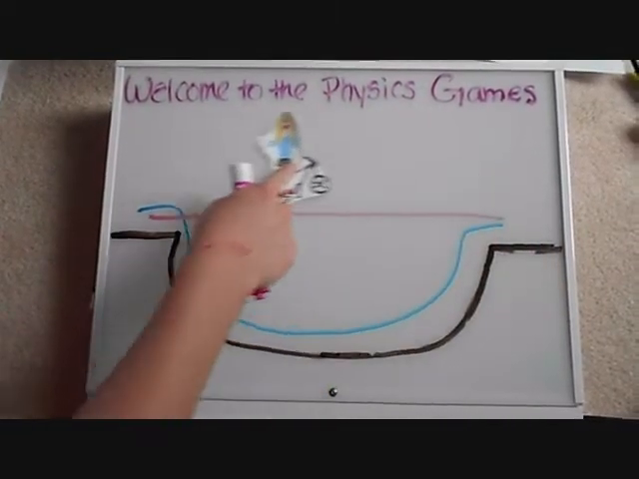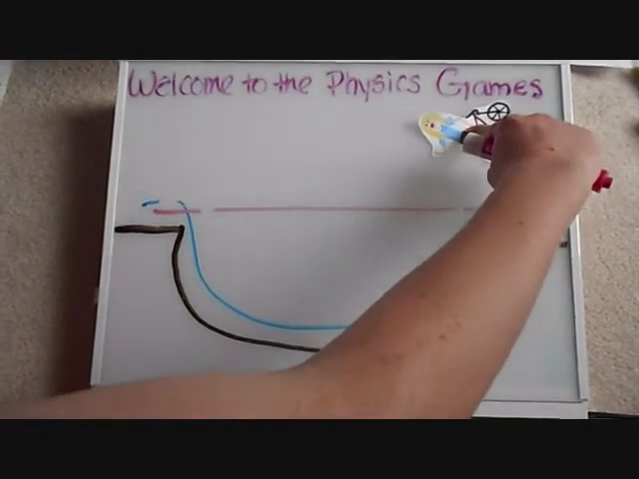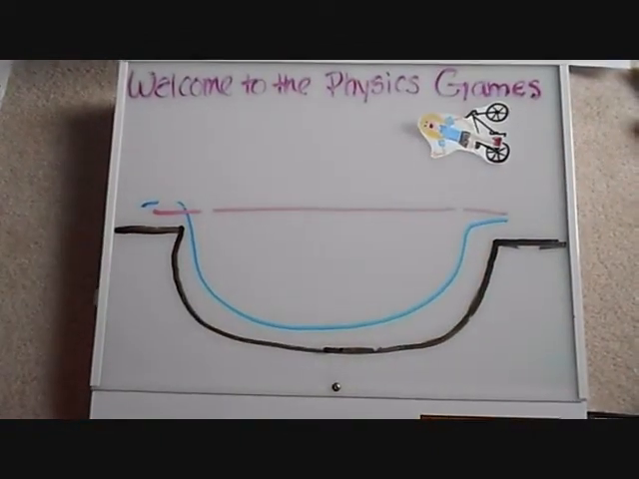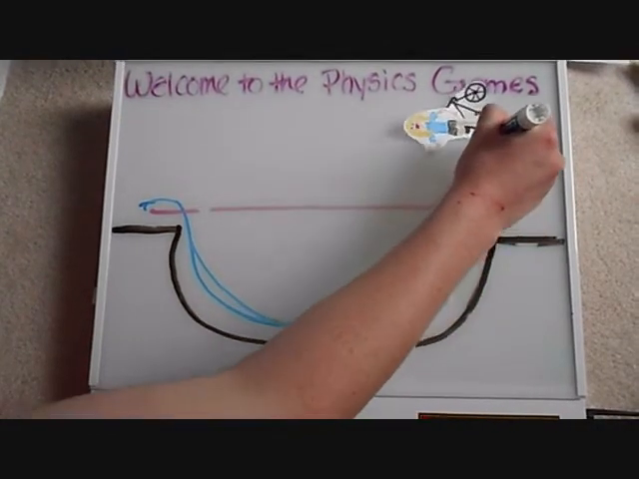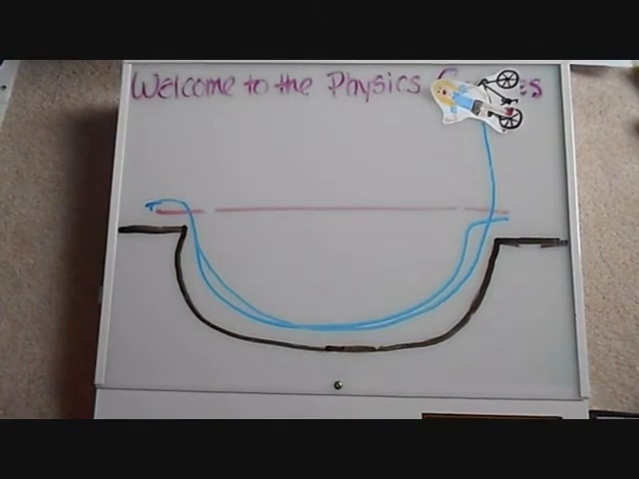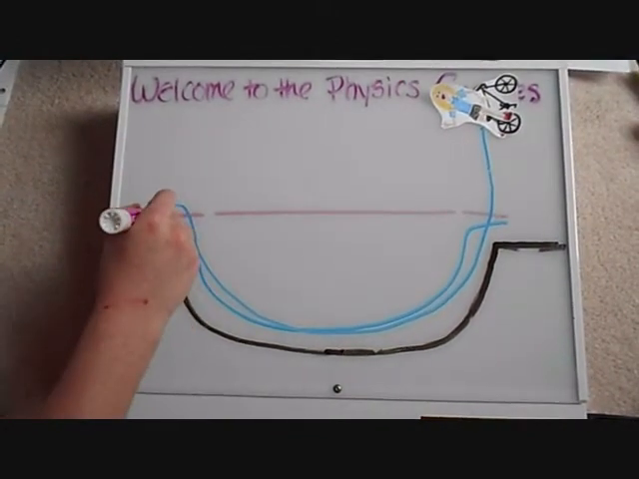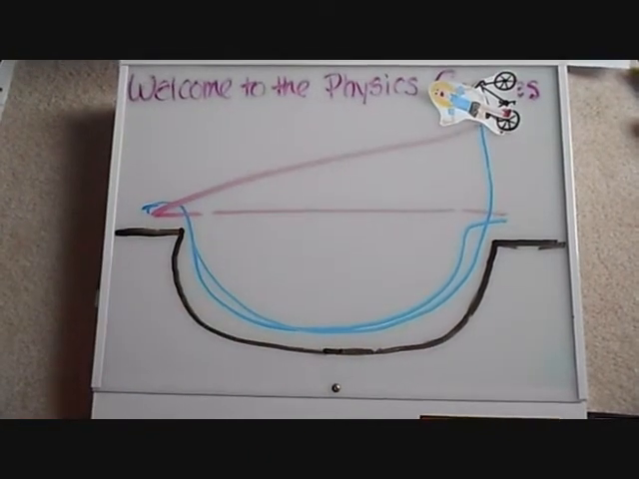Now, look what happens when Rachel makes a jump. The total distance she traveled includes the ramp all the way up to the peak of her jump. But her displacement is where she started to there.